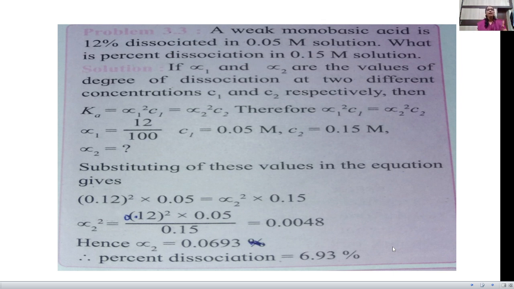A weak monobasic acid. Remember, this is an important example. It is 12% dissociated. Here also percentage dissociation is given, in 0.05 molar, means C. What is percent dissociation in 0.15 molar solution? Here two concentrations are given. One percentage dissociation is given and another percent dissociation we have to calculate. But here the acid is a single monobasic acid.